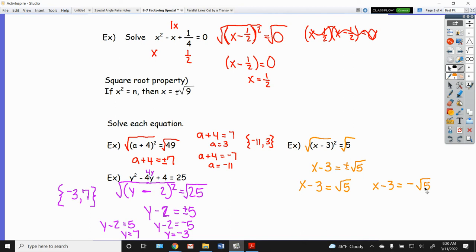All right. So your answer, then, you're just going to add the 3 to both of them just like you would always. But your answer would be x equals, and remember, plus or minus square root of 5, plus 3.